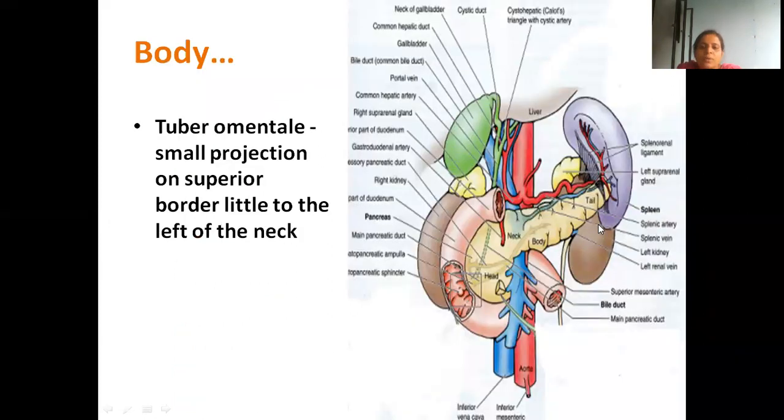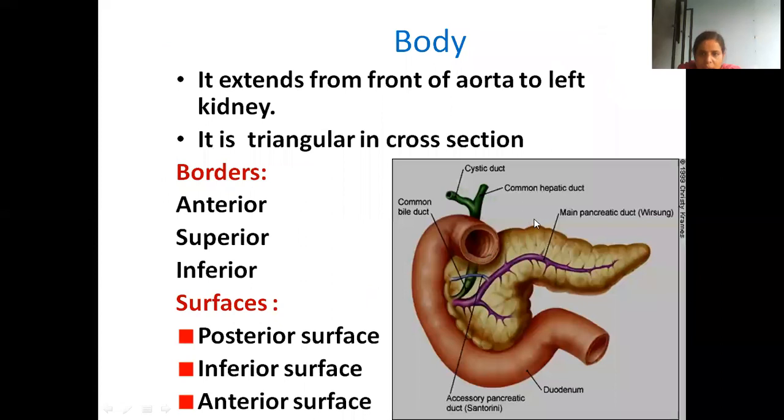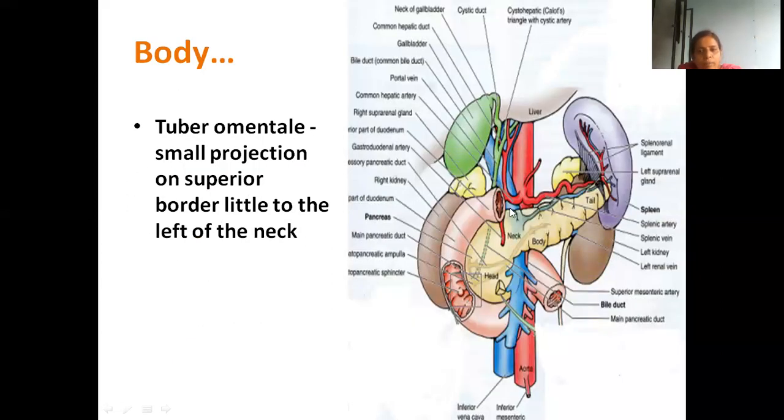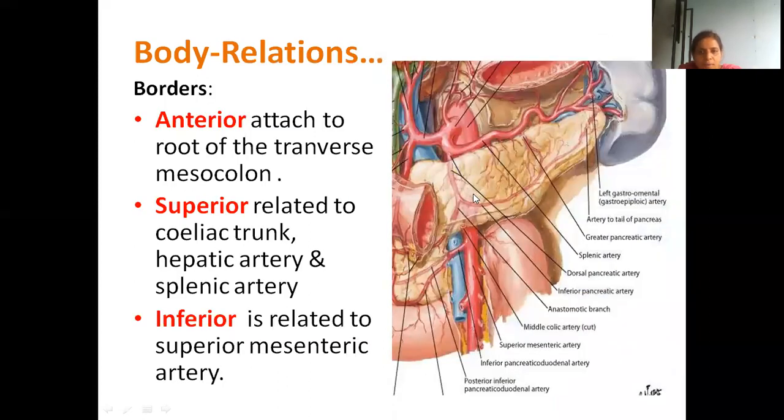Okay, so body will have one projection here upwards. That projection is actually called as tuber omentale or omental tuberosity. At the superior border we will see it little towards neck, here somewhere. Now coming to the relations, so now borders, anterior border, this was in the middle I said, right? It is giving attachment to root of transverse mesocolon.